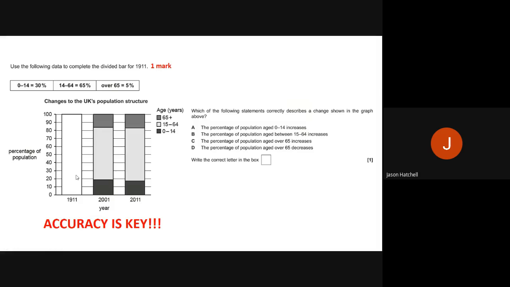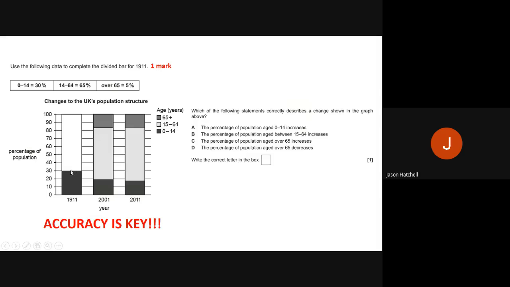So I'm now going to add on my 30% for 0 to 14. And as you can see there, I've gone right up to the 30% mark and I've drawn my line and shaded it in. Next, I need to add 65% for 14 to 64. And we can see that that category is very light grey.